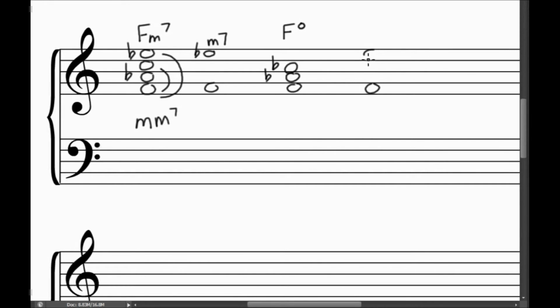So again, I have this F to E flat is a minor 7. So I'm going to bring that over here. The quality of my triad here is diminished, so I'm going to write a little d. My seventh, though, from F to E flat is minor, so I'm going to write a little m and a 7.